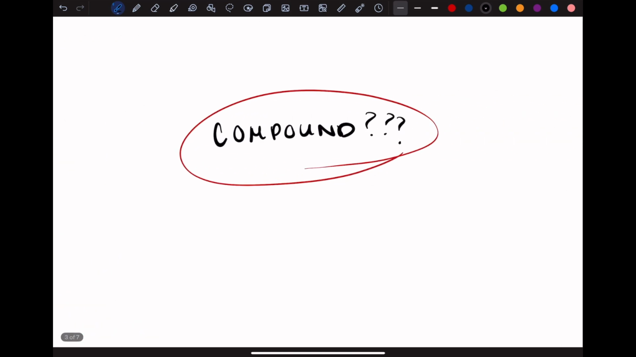So first of all, what does the word compound even mean? Because as soon as you understand that, I feel like you understand the entire concept. Compound means to add. So why this is important is because unlike simple interest, we're always adding onto our previous value.